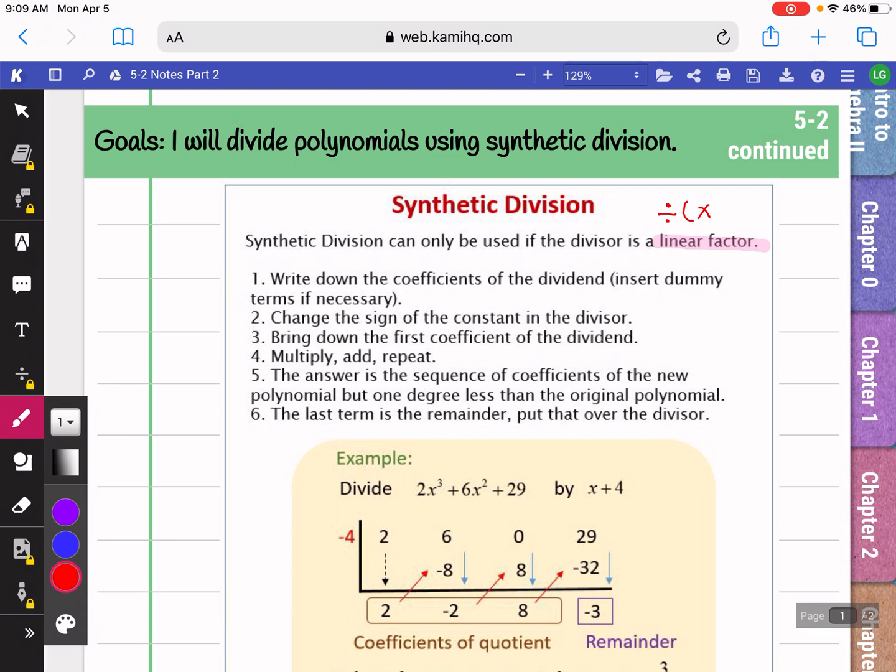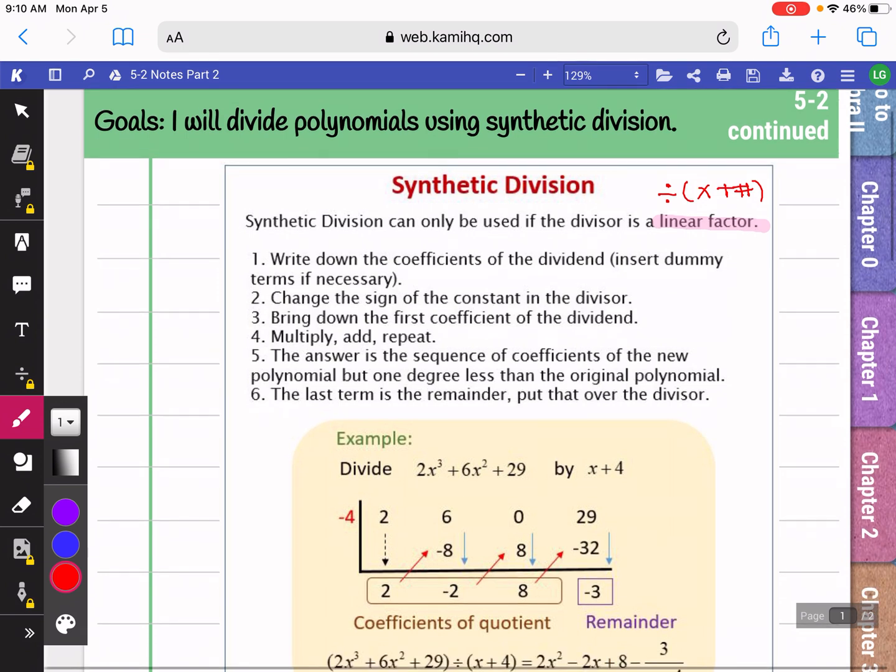And then it would be x plus or minus a number. Your first step is to write down the coefficients of whatever the dividend is. So in this example, the dividend is 2x cubed plus 6x squared plus 29. Now notice, remember, you always want to see if they skip any terms. So here, after x cubed, should be x squared, then x before the 29. So since they skipped the x, remember you would want to put a 0 placeholder in its place. And we talked about that with the long division.